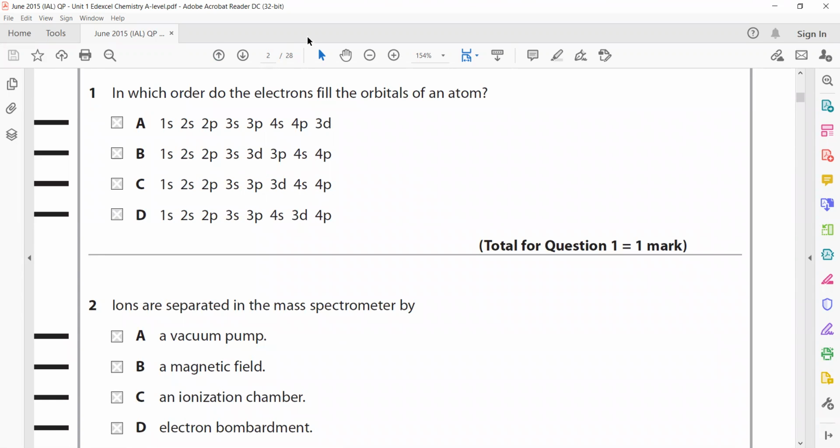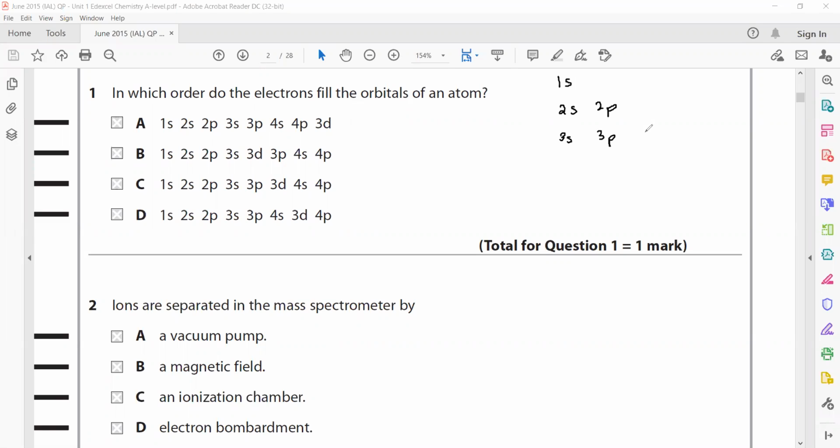Question 1. In which order do the electrons fill the orbitals of an atom? So, the electrons fill up according to the Aufbau principle, occupying the lower energy level first. And what is the order? When we write, the easy way to memorize is 1s, 2s, 2p.